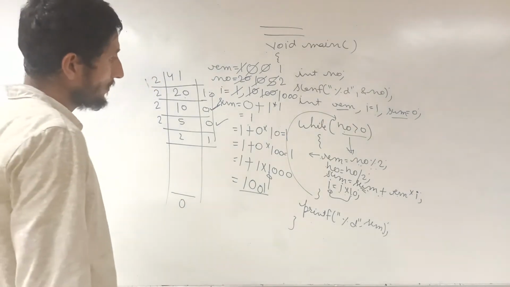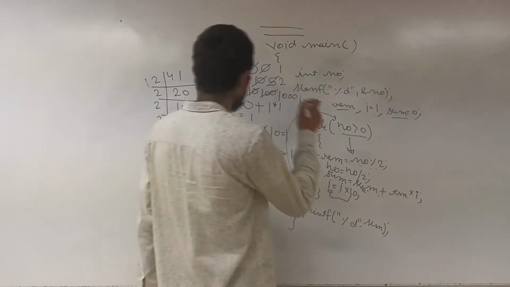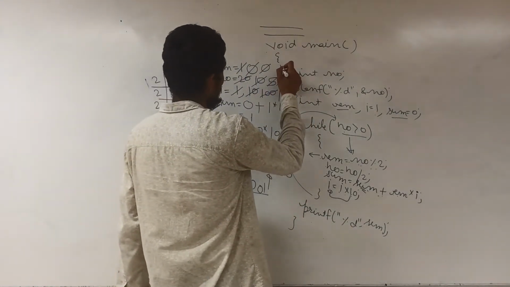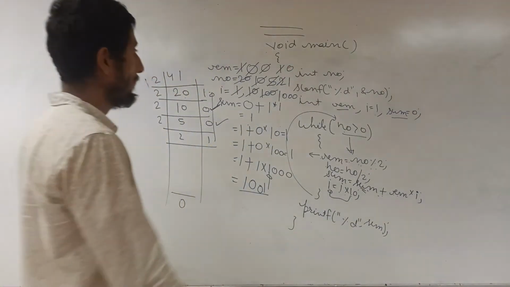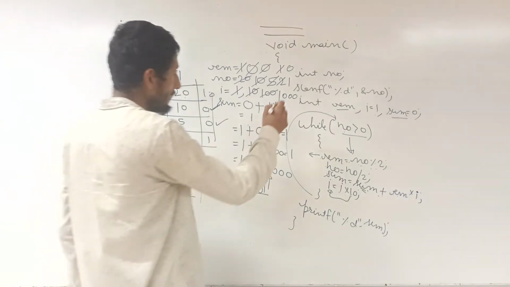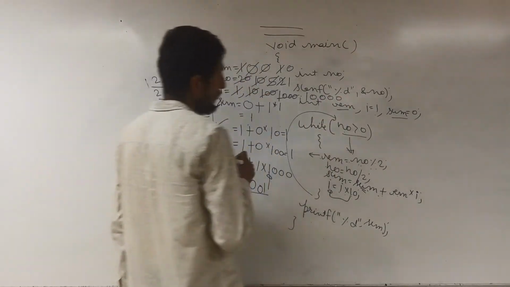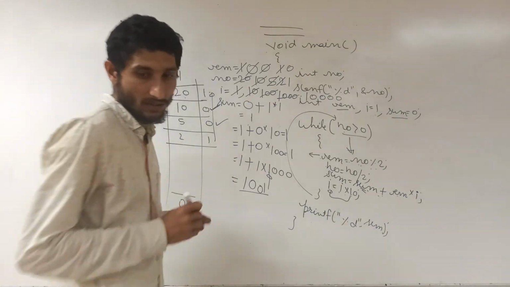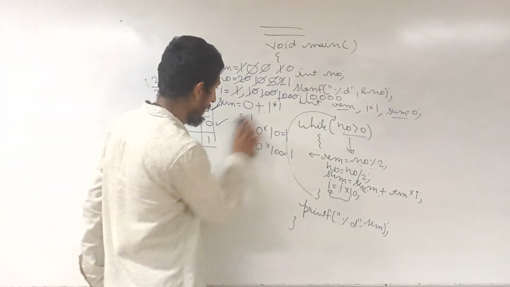Then let me execute the program. Again the remainder becomes 0 and the number becomes 1. The value of I becomes 10,000. Then execute the line. So let me run this one. So that is 1001. Okay.